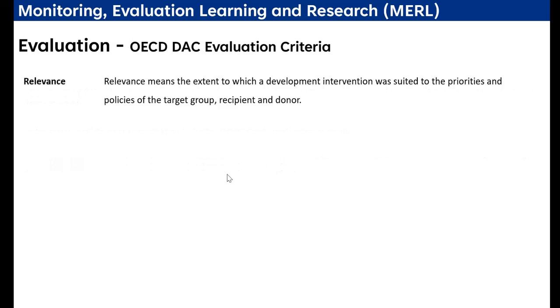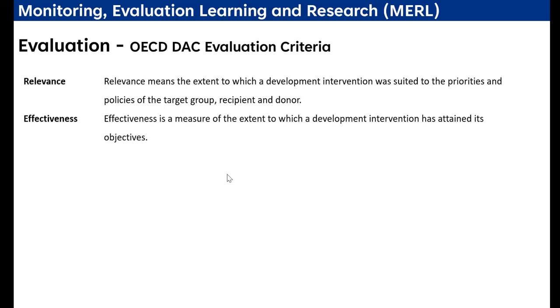Now let's discuss these criteria. The first criteria is relevance. When you are conducting an evaluation, you want to see the relevance of the project, whether this project was relevant to the community where it was implemented. It means the extent to which a development intervention was suited to the priorities and policies of the target group, recipient and donor, whether these activities were relevant to the needs of the people, the donors' requirements and the target group.